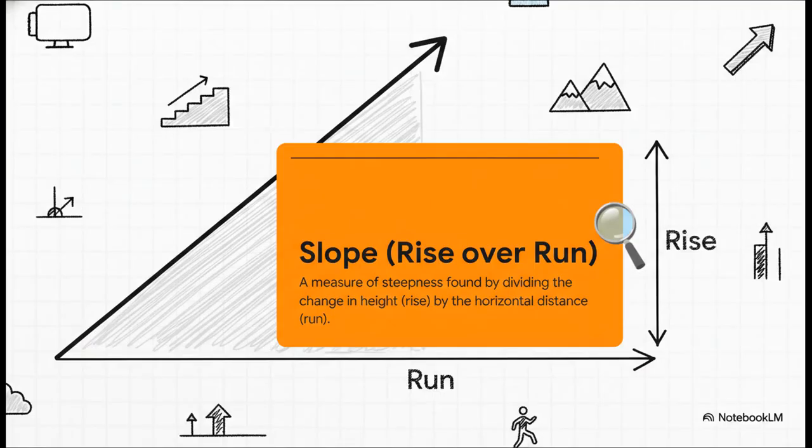The whole secret, the core idea, comes down to two little words: rise and run. Just think about it this way. For every step you take forward, that's the run. How much do you go up? That's the rise. The relationship between those two, rise divided by run, that's what gives us the slope.